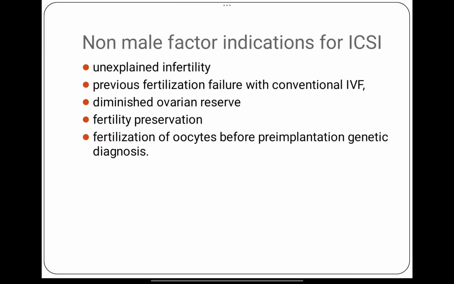Non-male factor indications for ICSI are if there is unexplained infertility, previous fertilization failure with conventional IVF, meaning IVF has failed, diminished ovarian reserve, meaning ova are already depleted, so directly we inject the sperm into the oocyte, fertility preservation, and fertilization of oocytes before preimplantation genetic diagnosis.